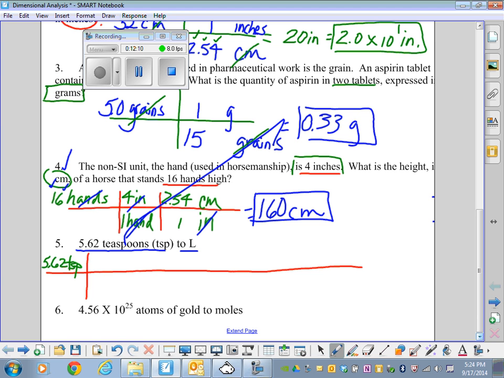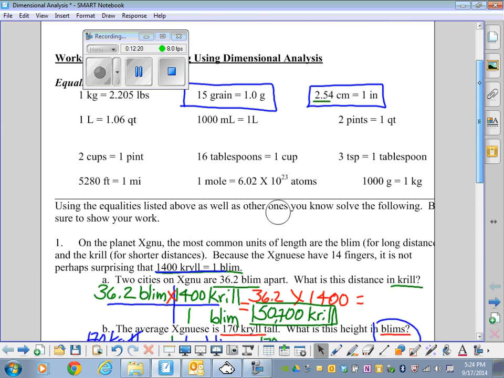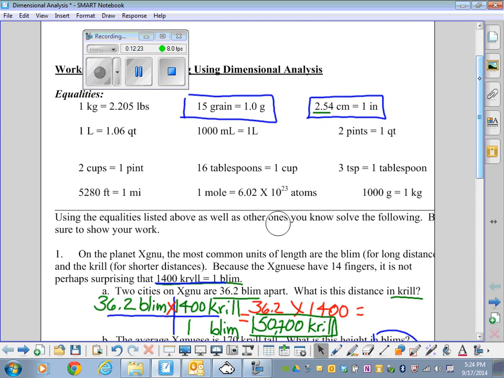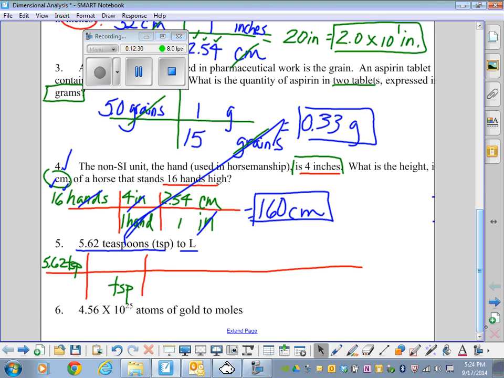All right, our given amount, 5.62 teaspoons. And we're going to go from teaspoons, which I abbreviate. We're going to need to go to tablespoons. Going up the page, 1 tablespoon is equal to 3 teaspoons. So we will plug that in. I'm going to do a capital T for tablespoon. That's what I tend to do at home when I'm cooking. So 1 tablespoon equals 3 teaspoons.